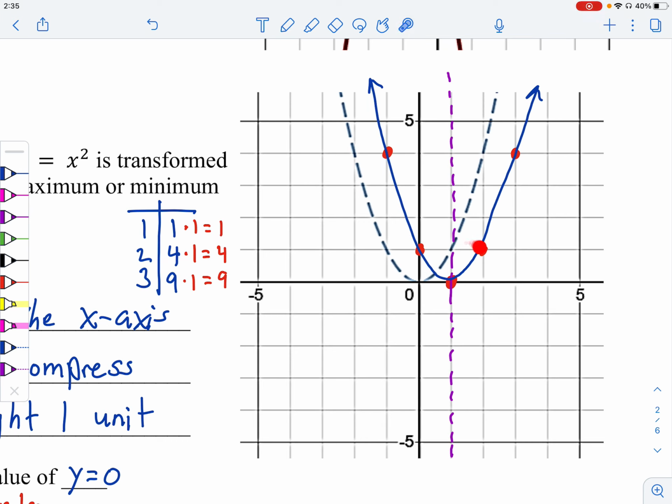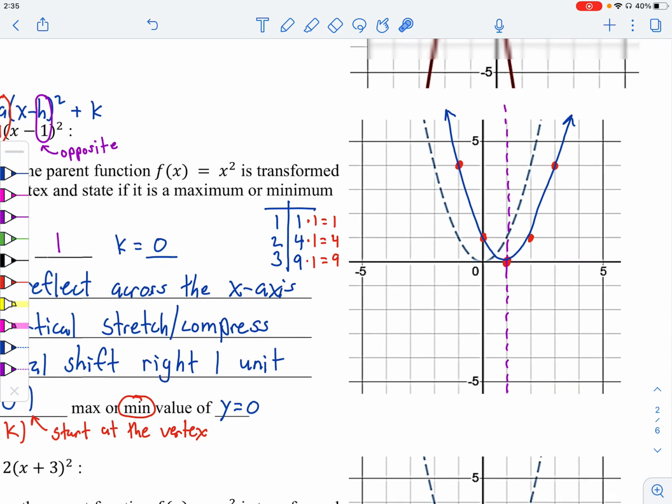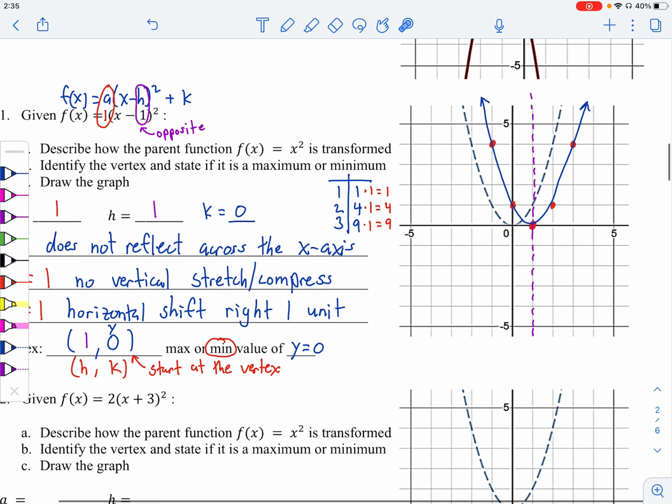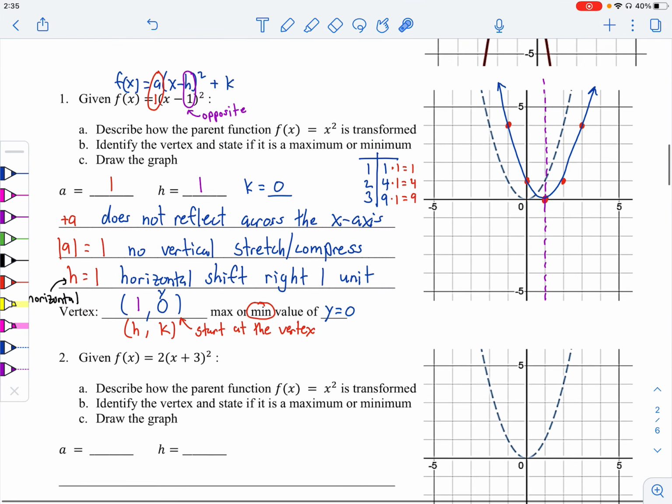So we can see that everything just shifted right 1. It didn't change our shape and didn't reflect to the bottom, so we have a minimum value, our lowest value. All we did was a horizontal shift right 1 unit. Okay, so look at number 2.